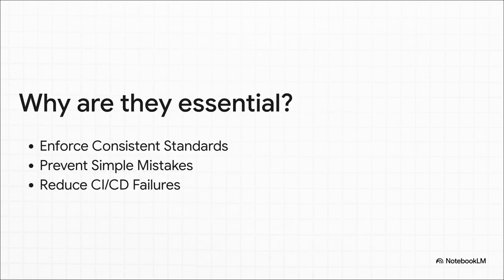Well, for one, they enforce consistent standards across your whole team. No more pointless arguments in pull requests about code style. It's just handled. Two, they catch all those simple, boneheaded mistakes before they ever become a real problem. And maybe most importantly, by catching this stuff on your own machine, you slash the number of those annoying CI/CD failures. That feedback loop gets so much tighter, and you just become way, way more productive.